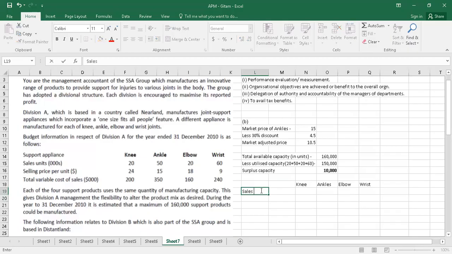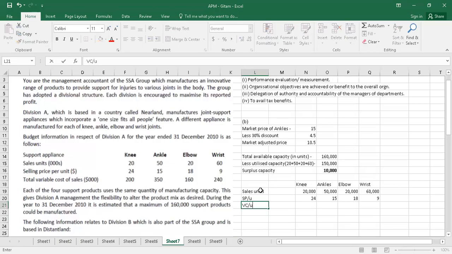Sales units: 20,000, then 50,000, then 20,000, and then 60,000. Already we know the selling price per unit: 24, then 15, then 18, then 9. Variable cost per unit is what we need to know.